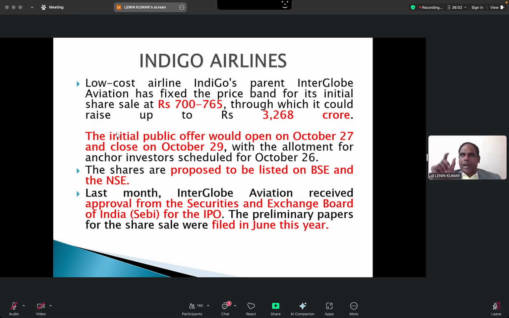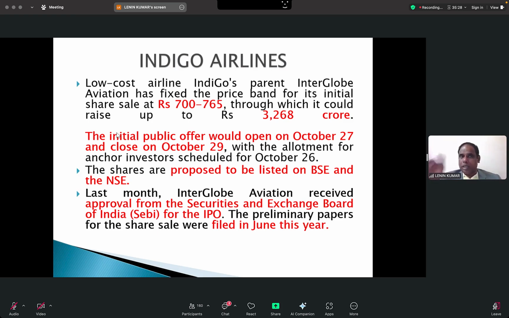Indigo is planning to go for an IPO, and the price they want to fix will not be a fixed price. It will be from this value to this value. In our example, between 700 and 765, through which it could raise up to 3,268 crores. Is that clear? The initial public offer would open on October 27th.